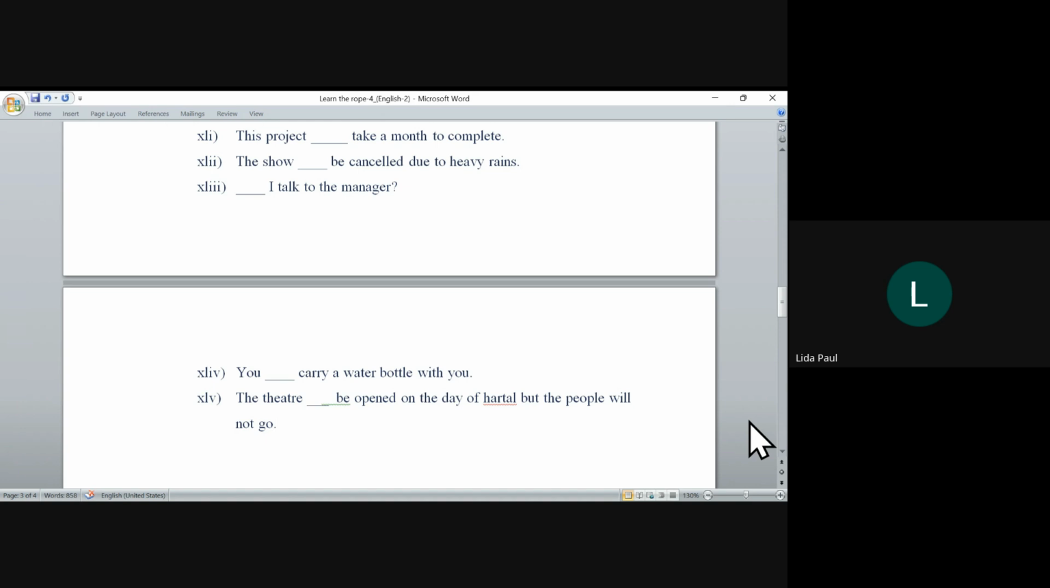So this is the kind of sentence which indicates a 50-50 chance, right? Read that sentence. The theater may be opened on the day of Hartal, but the people will not go. It may be open, but it's not necessary that just because it's open, it's going to achieve the result. That is, the people may not go there. Possibility is high, but the chance that it is going to fulfill the result is different. So may is also used in that kind of situation, where although the event by itself has high possibility, its result may not be steady, which is in this case that the people would actually come to the theater.